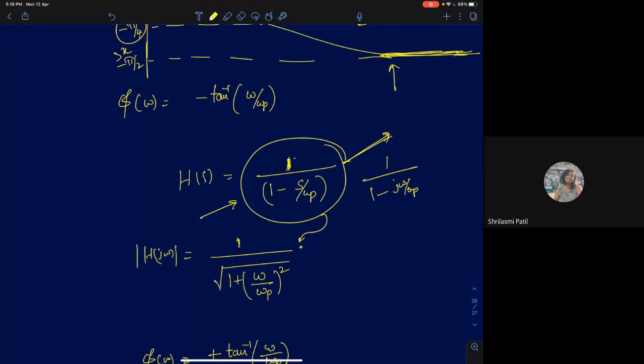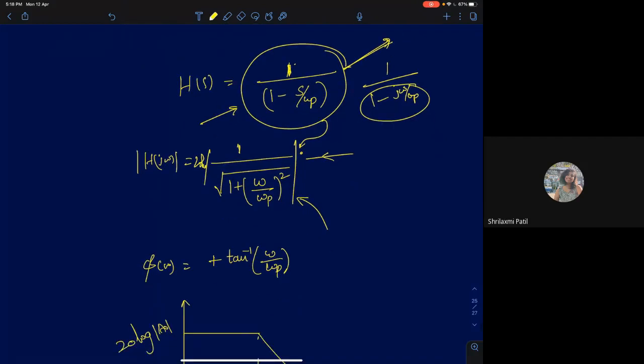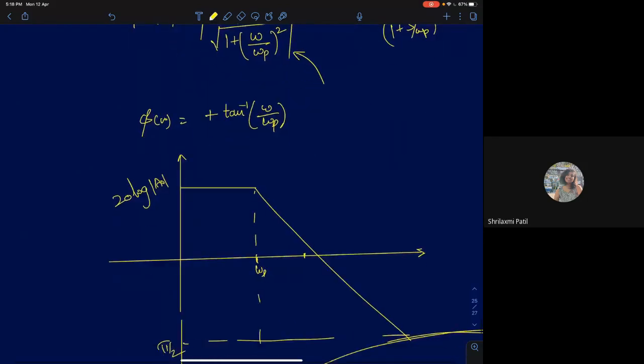Substitute s = jω, you get 1/(1 - jω/ωp). You take the magnitude of this, it will be 1 by root of 1 plus (ω/ωp) whole square. So if I take 20 log of this, that will be the Bode plot. This Bode plot will look exactly the same for 1/(1 - s/ωp) as it was for 1/(1 + s/ωp). Both these functions will have the same magnitude response. In fact, the function is the same.